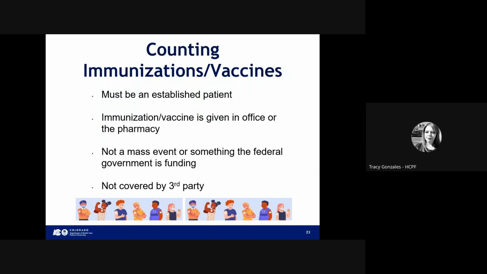Patients seen for immunization or vaccines can be included in your Step 5 if they are an established patient that you have record for, if the immunization or vaccine was given in office or in the pharmacy and not at a mass event or something that the federal government is funding, and of course, if they are not covered by a third-party payer.